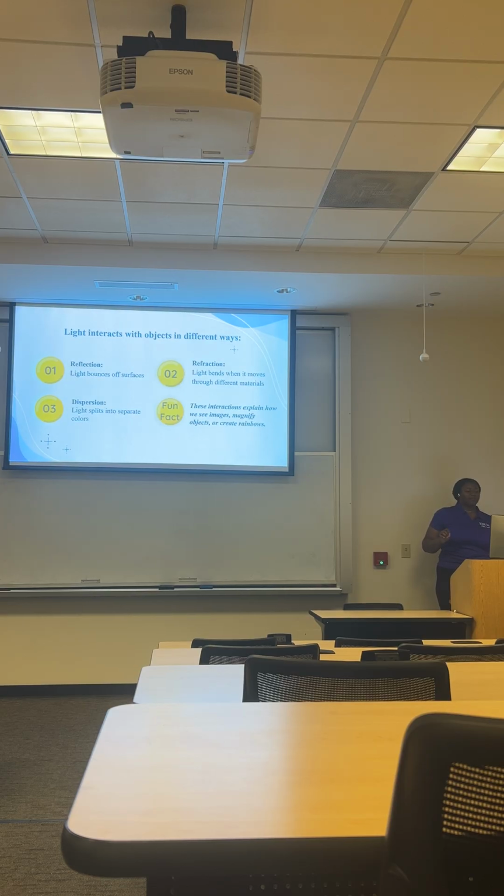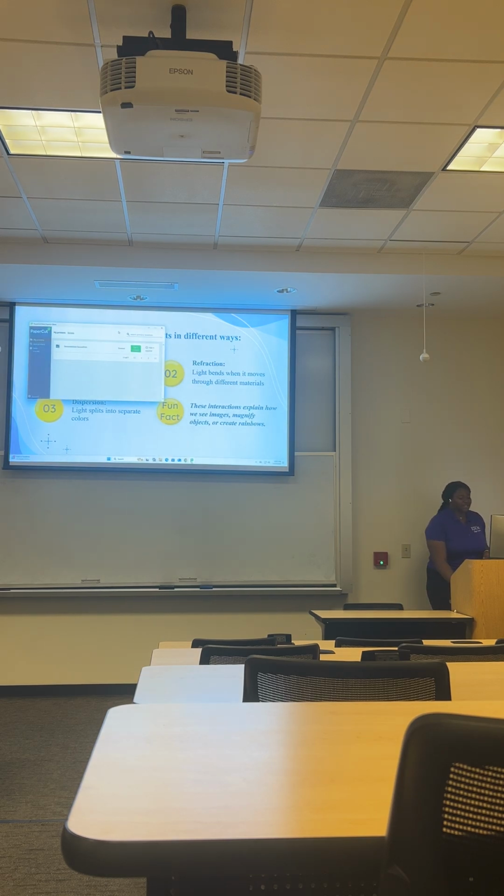Light interacts with objects in different ways. Number one, we have reflection. Reflection is when light bounces off a surface. Number two, we have refraction. This is when light bends when it moves through different materials. Number three, dispersion. This is when light splits into separate colors. And fun fact, these interactions explain how we see images, magnify objects, or create rainbows.